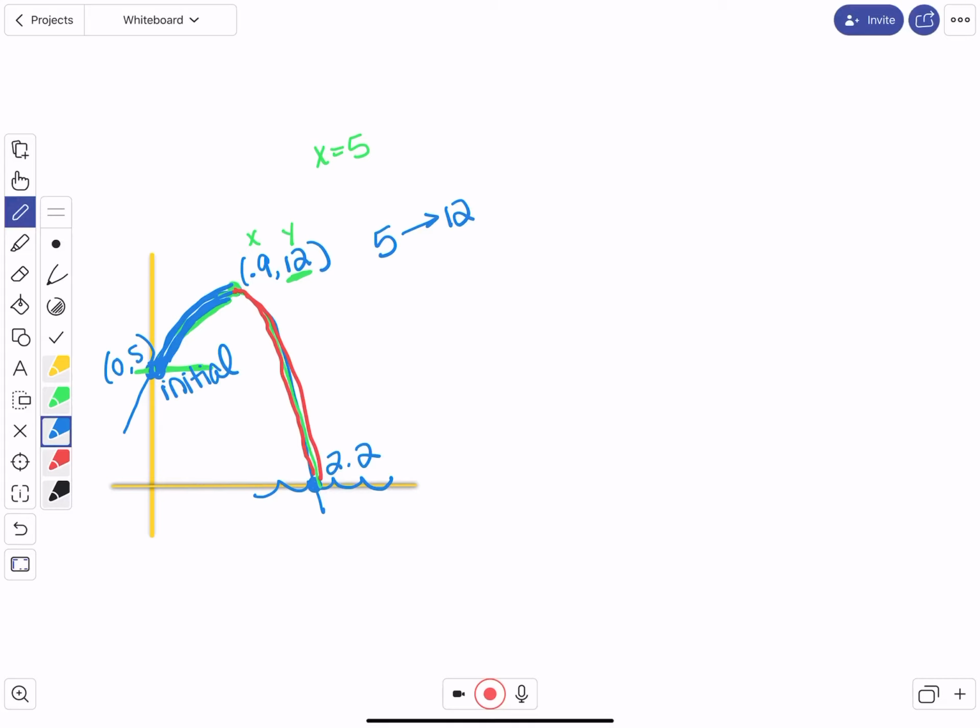So think about the distance from 5 to 12. So if you just subtract those two, whoops, I wrote down my answer. If you subtract 12 and 5, you get 7. And so the answer for that one would be 7.